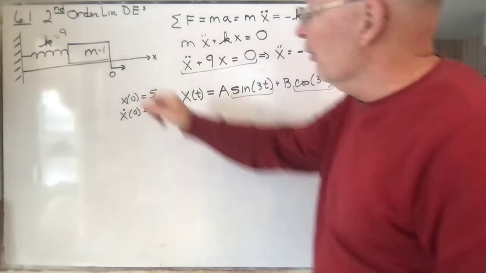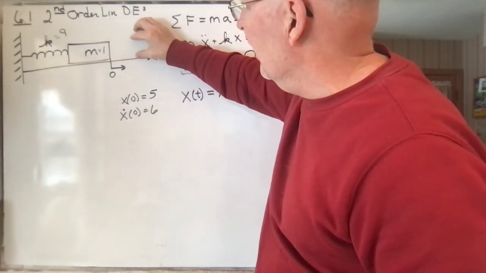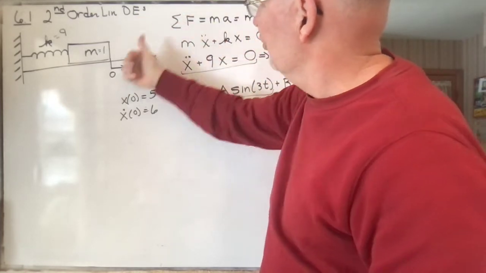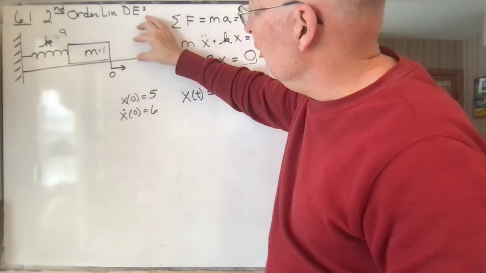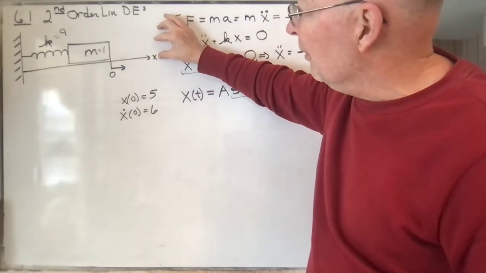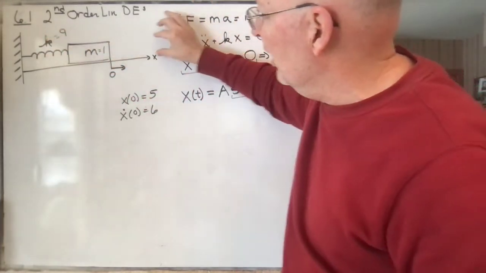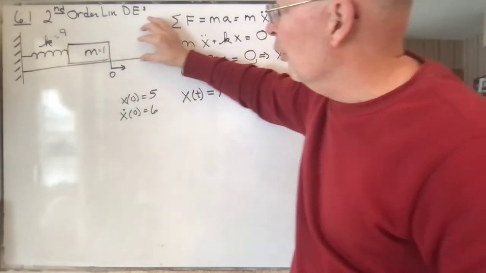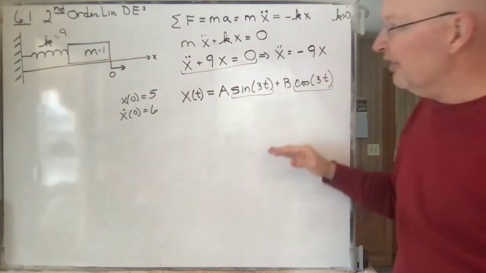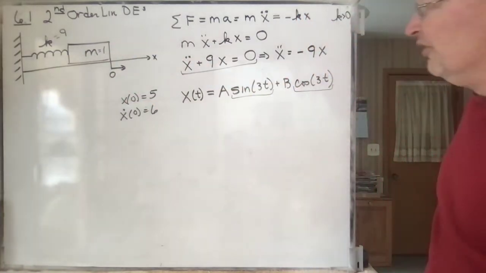Okay, so in other words, here's what we've done. We've pulled this mass out. It's now starting at 0.5, and then we give it a shove in this direction so that the initial velocity is 6. So what's it going to do? It's going to keep going this way for a moment, but then it's going to back up and go this way, and then it's going to go this way, and it's just going to keep oscillating. There's no friction here, so it's just going to keep oscillating back and forth. So let's see if we can get the equation of motion for this system.